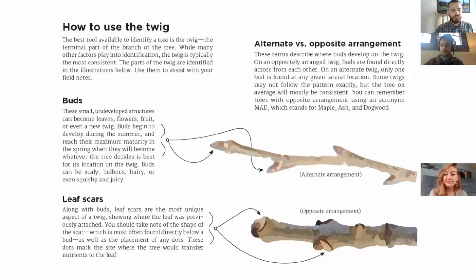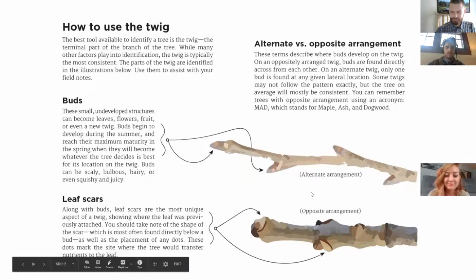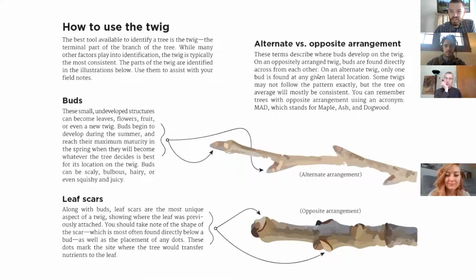So one thing that I find fascinating about twigs is their buds. Does anybody know what a bud actually is? Feel free to unmute or answer in the chat. Isn't it where the leaf pops out? That is one feature of a bud. Yep. Bill and Kristen in the chat said a flower? Yes, you got another option for a bud.